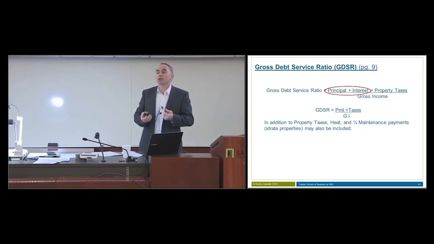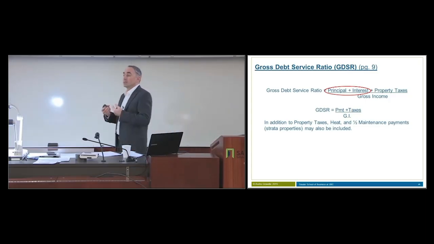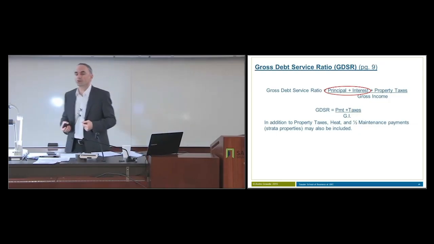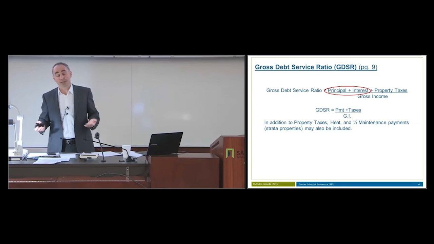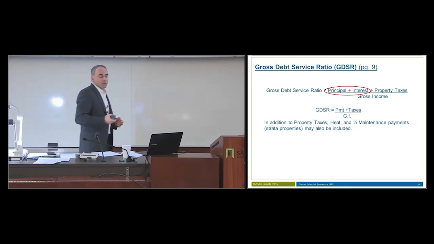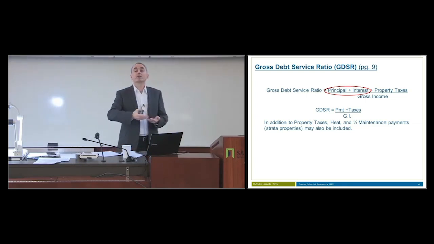So if it's an inextricable cost to own real estate, it makes some sense to include it in these kinds of calculations. You can't buy a house, pay your property taxes, and not heat it, at least not in most places. Sometimes you might also see half of the maintenance payments included if it's a strata property.